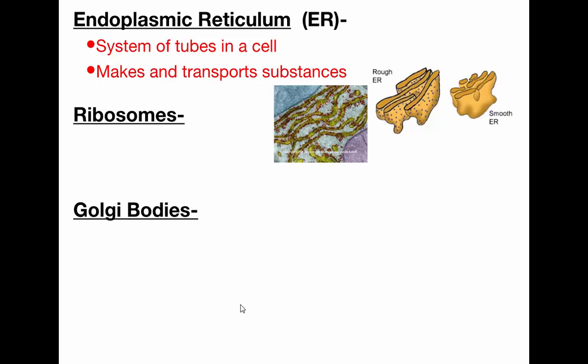There's two types of ER, called the rough ER, which has all these dots on it, and then the smooth ER, which does not have those dots. And they're located in different parts of the cell. And the reason the rough ER looks like that with all these dots, those dots are actually this next organelle, the ribosome.